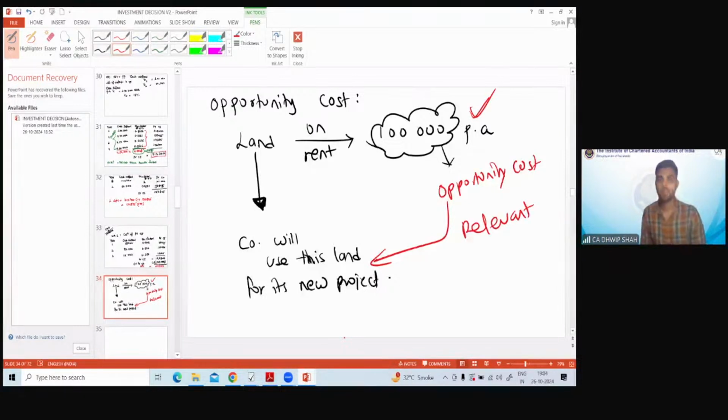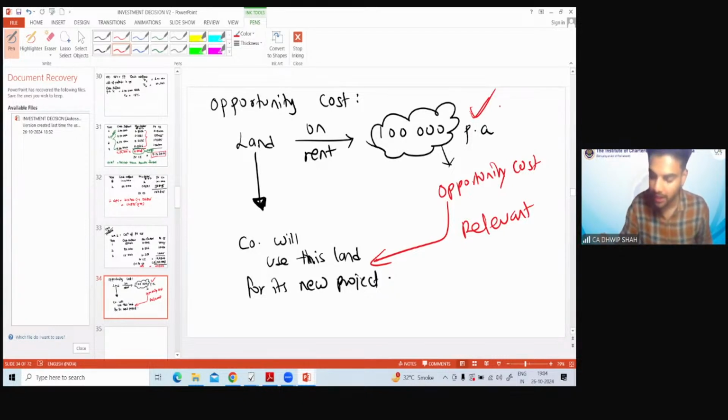ठीक है? Are you getting this? So in NPV or in capital budgeting technique, you just have to ask one question. Is it relevant to my project? Had the project not been taken, ये cost incur होता या नहीं होता? You need to simply ask this question. So here, had the project not been taken, I would have easily earned 1 lakh per annum. But because of taking this project, I'm losing an opportunity of 1 lakh. So that is cost to me. That is opportunity cost to me.